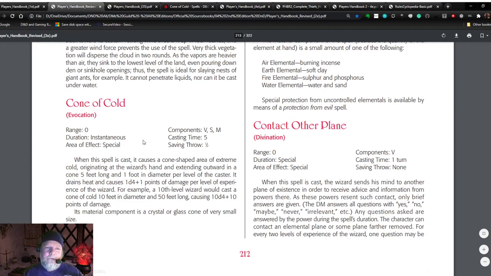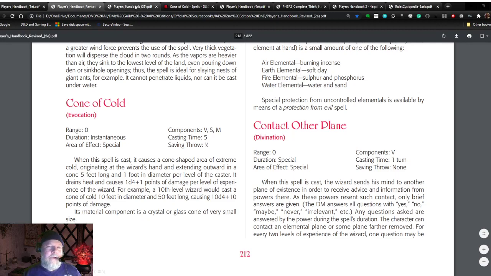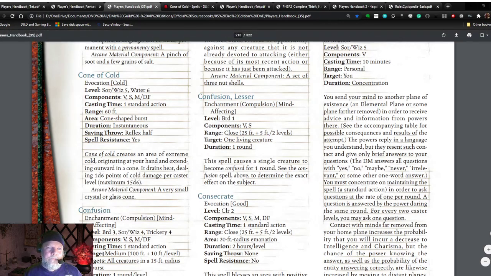2nd edition. All right. This clarifies the 5 feet long and 1 foot in diameter for every level of the caster. Same amount of damage. And so the only information that's different in 2nd edition is just some clarifying of the language there.